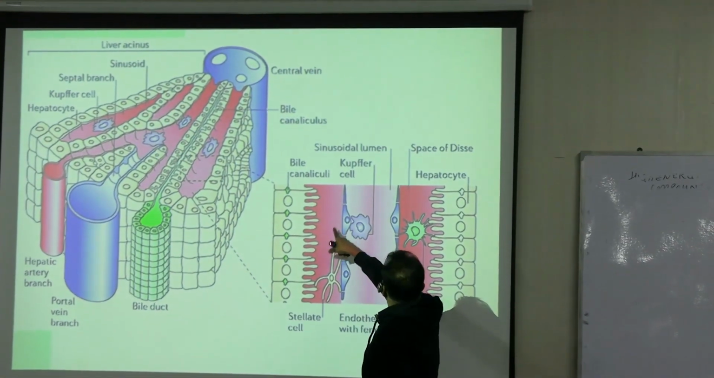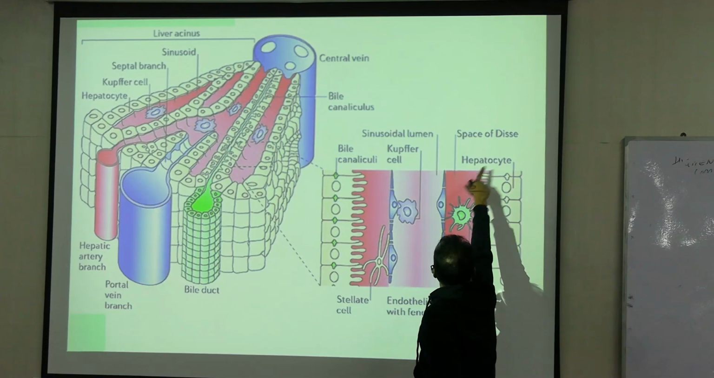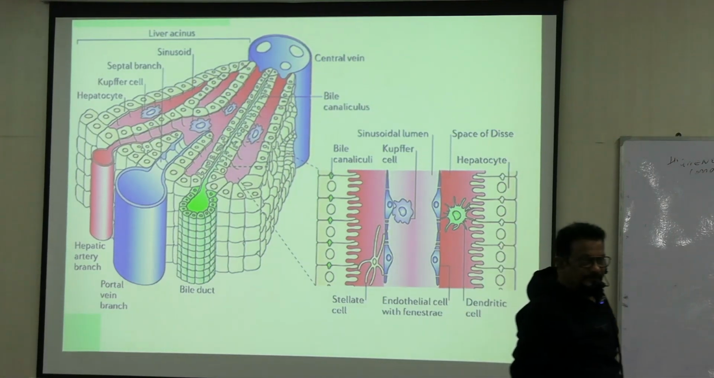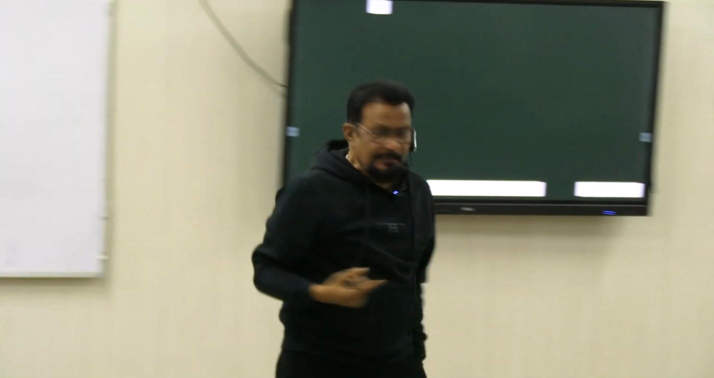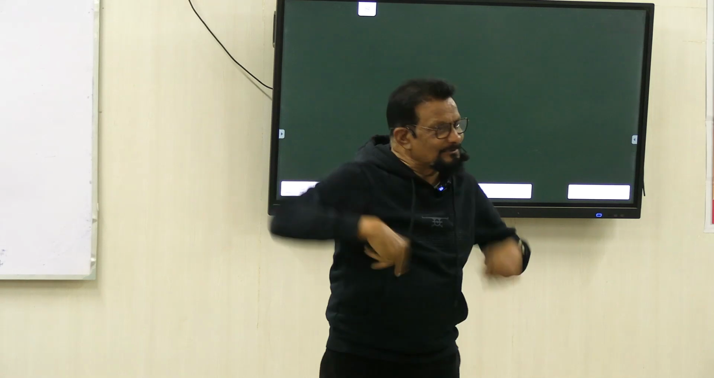Then what is this space called? This space is called the space of Disse. So this will be liberated into the space of Disse, and from the space of Disse, it will enter into the blood. Now this will be circulated.